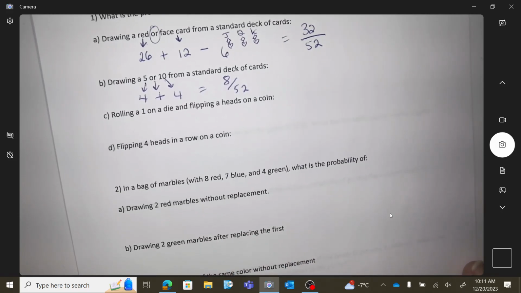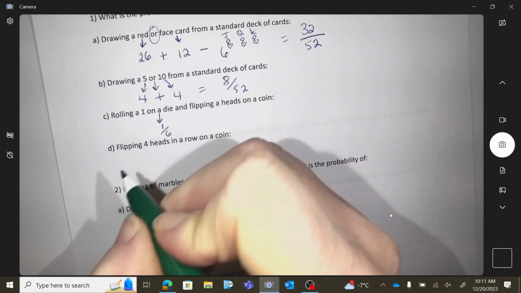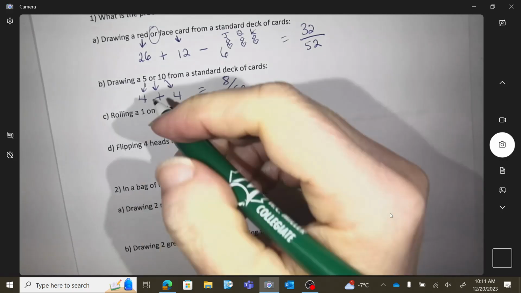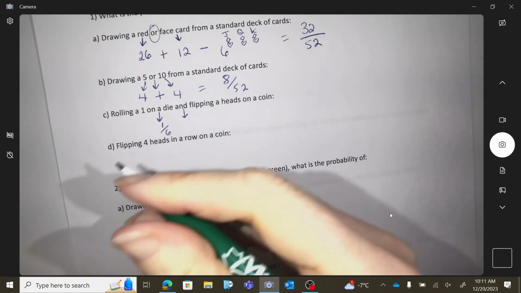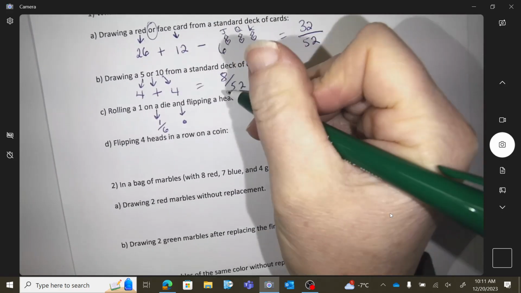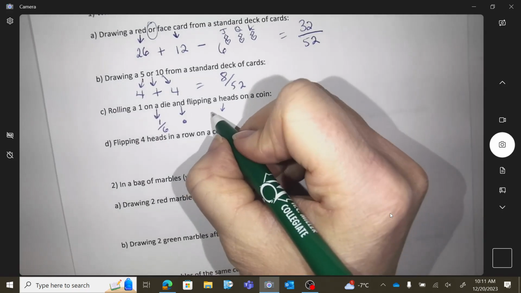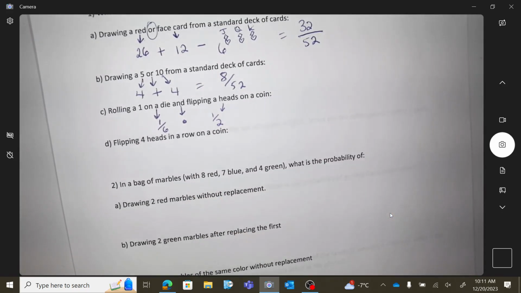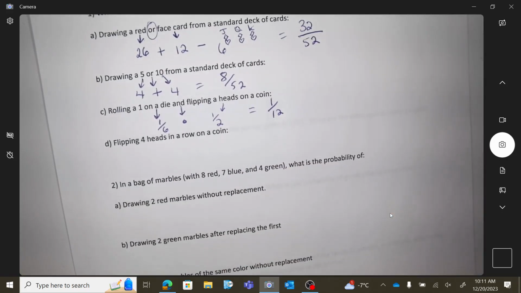Okay, rolling a 1 on a die. So what's the probability of getting that 1 rolling? It is a 1 out of 6 chance. And what do you do if you hear the word "and"? Times. And then flipping a coin, ahead, 1/2. So 1 out of 12.